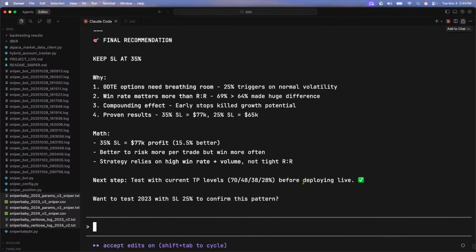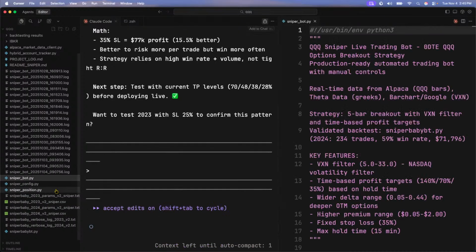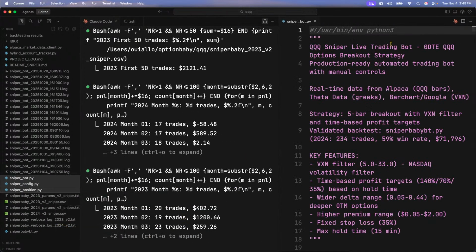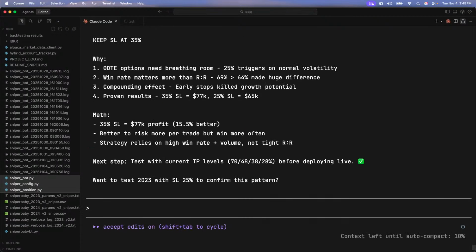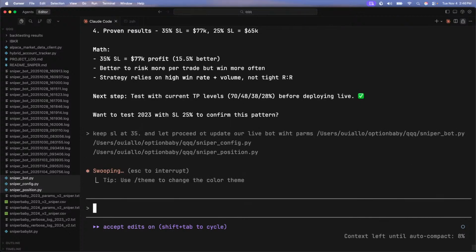Better to risk more per trade and to win more than to, okay. No, all right, let's go ahead. Yeah, I'm not going to keep that. Let's keep the stop loss at 35. Keep SL at 35 and let's proceed to update our live bot with farms. So we can get that one checked off and ready to go.